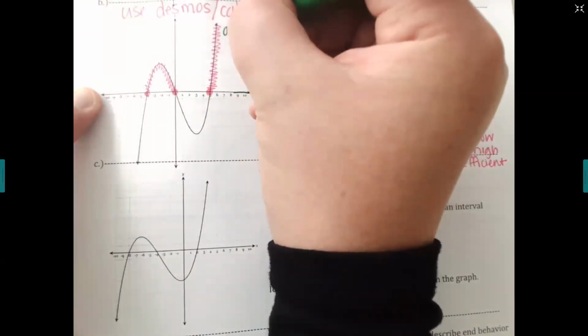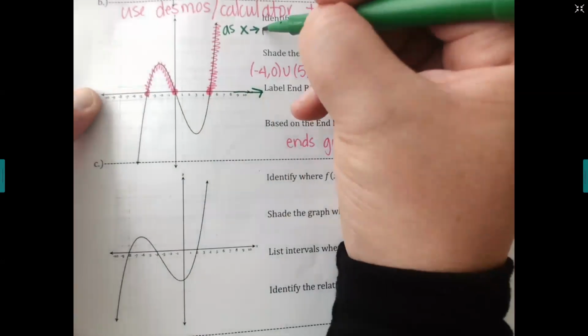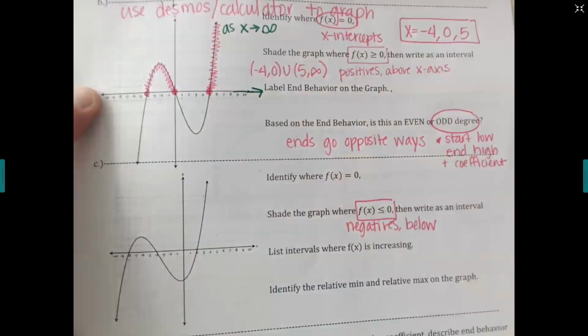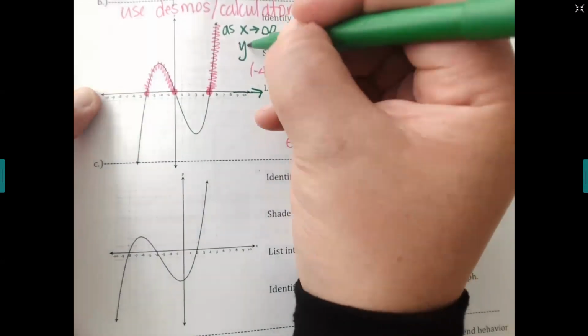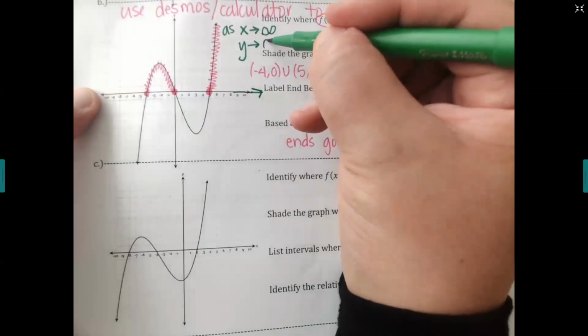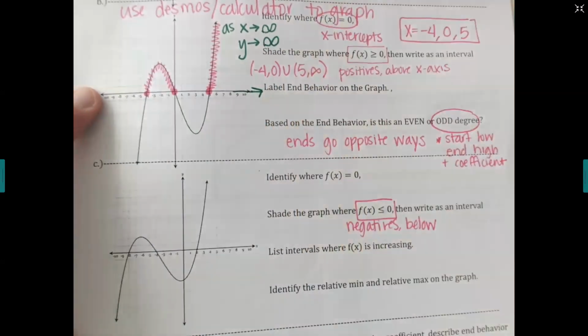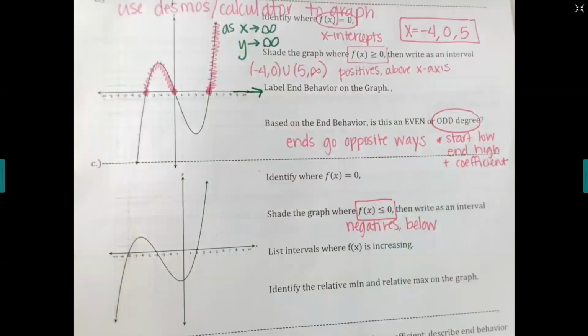Would I be approaching infinity or negative infinity? Infinity. And then if that end is pointing up, what should my y be doing? Going towards infinity or negative infinity? But if it's pointed up, then we would want infinity.